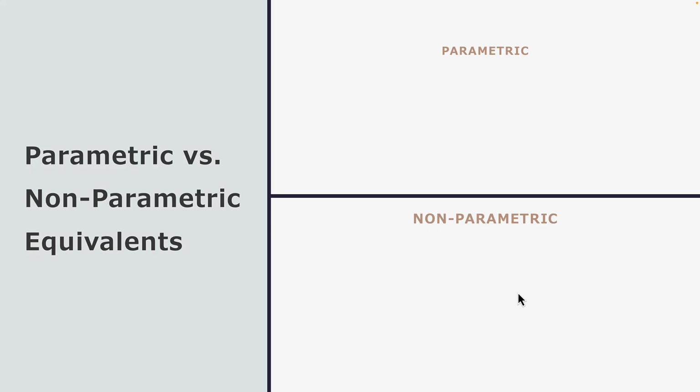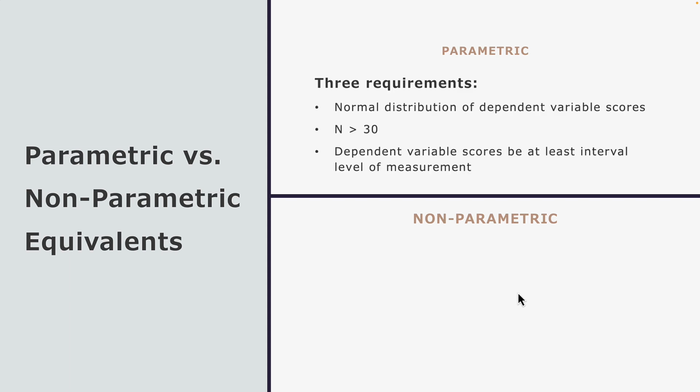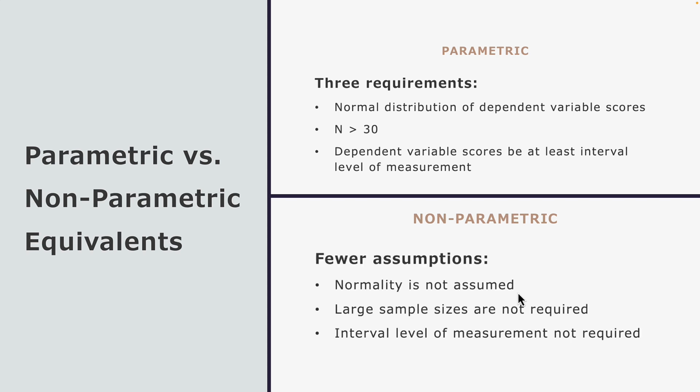So from the perspective of parametric versus non-parametric statistics, it's important to understand that with parametric statistics, typically we assume the normal distribution of the dependent variable is true. So when we collect data on a dependent variable of interest, we assume that the data is going to be at least interval or ratio level of measurement, and we assume that there's going to be a normal distribution of the histogram for that dependent variable with a sample size at or about 30 participants.